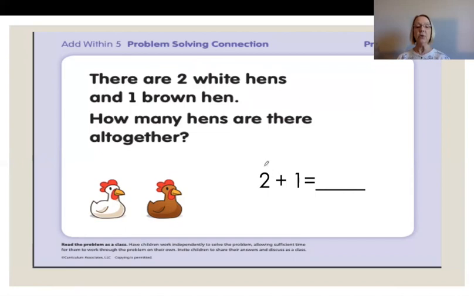Okay, so it says we have 2 white hens. Here's our 2. And it says we have 1 brown hen. Here's our 1. How many hens are there all together? There is a sum of 3 hens. Good job, boys and girls.